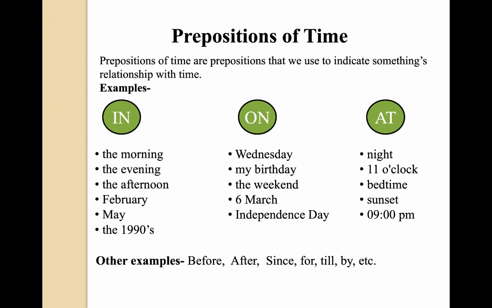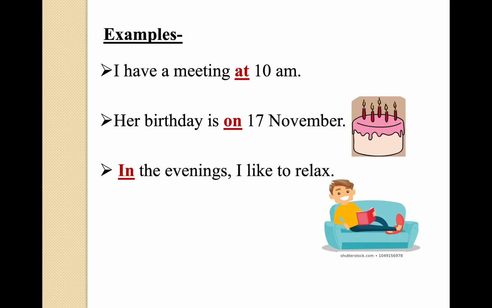Some other examples of prepositions of time are before, after, since, for, till, by, and many more. Now we will look at some sentences based on this type. I have a meeting at 10 am. So, when do I have a meeting? At 10 am. Her birthday is on 17th November.